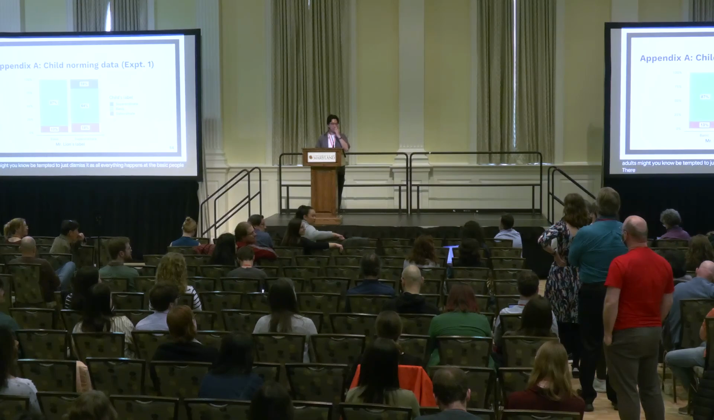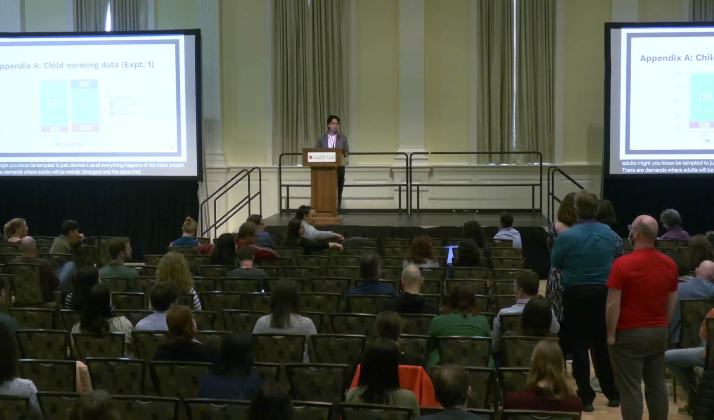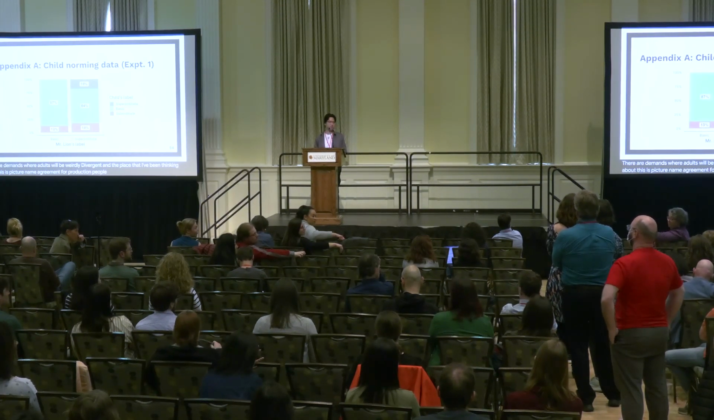There are domains where adults will be weirdly divergent, and the place that I've been thinking about this is picture name agreement for production. People call things all kinds of things, and a lot of it's subordinate labels.